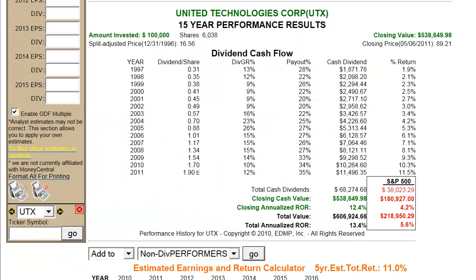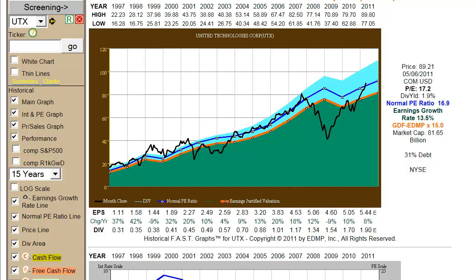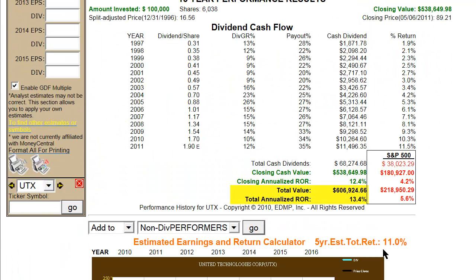The final piece of vital historical information provided by F.A.S.T Graphs is the associated performance results for whatever time frame was measured. This includes a dividend cash flow table, if the company pays a dividend, and a calculated closing annualized rate of return, ROR, which is compared to either the S&P 500 or the Russell 1000 growth with dividends for perspective. Important benefits of these return calculations are the evidence of the close correlation between earnings growth and shareholder returns over time, as well as the importance of valuation and how it affects returns.